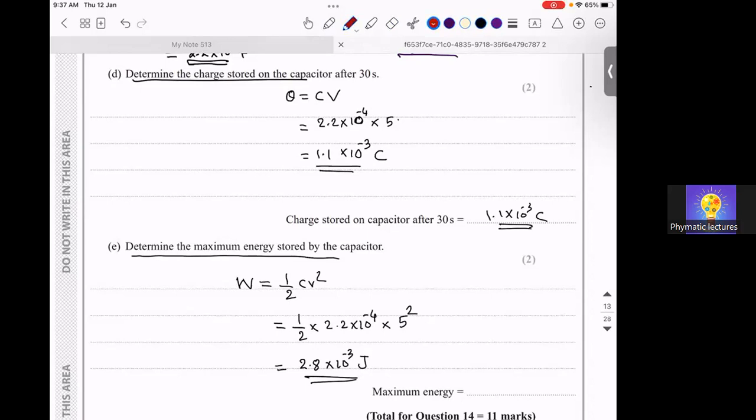Even you can use this formula as well. W is equal to QV by 2, or you can use Q square by 2C. Whatever equation we are using, if you are using these two formulas, the charge we should substitute is this. Then only we will get the maximum energy stored, because maximum energy depends upon maximum charge stored on the capacitor. Clear? So that is the idea about this.